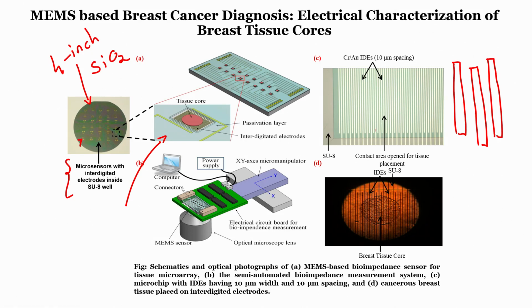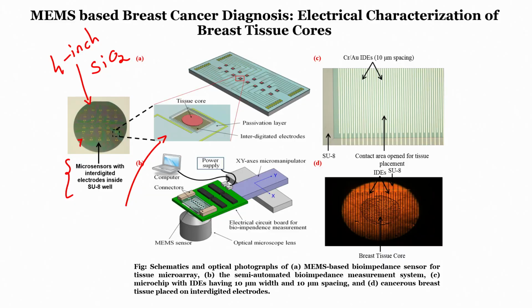Right, these kind of lines are there here, 1, 2, 3, right. So, the width is 10 microns and the spacing is also 10 micron. Width and spacing is 10 micron in this particular case, right. That is what we mean by interdigitated electrodes with 10 microns spacing.